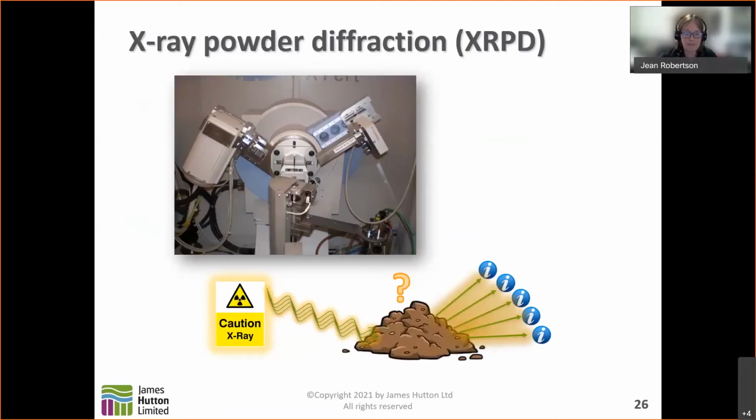Thank you very much, Jean, and good afternoon to everyone. Okay, well, I'm going to talk about the final one, if you like, of the trinity of the three key complementary techniques for problem samples. And this first slide just shows an image of one of the three XRD instruments that we're fortunate to have at the James Hutton Institute. And essentially, with X-ray diffraction, we irradiate the specimen in the form of a powder with a beam of X-rays, and we obtain information from the interaction of the X-rays with that specimen. Next slide, please.